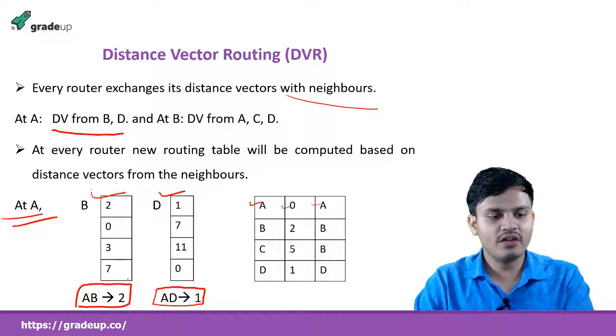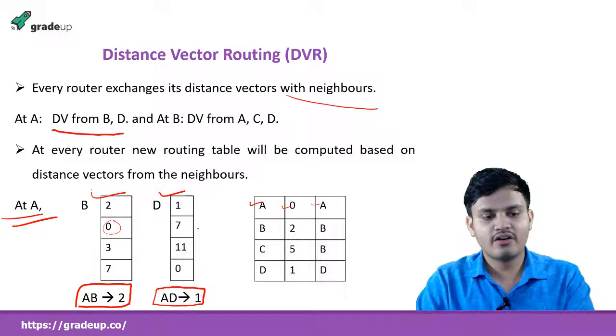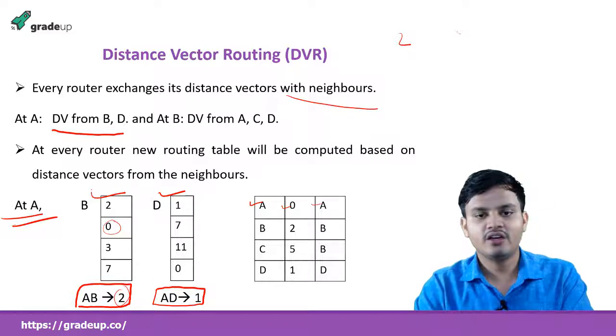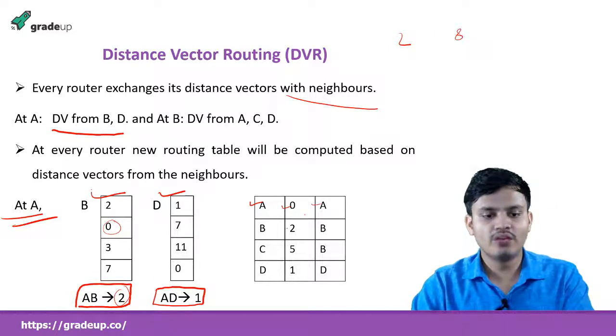For the second entry, when it wants to go to B, it reaches B from A in 2, then add this 0. A to B is 2 plus 0, what do we get? 2. And 1 plus 7, what do we get? 8. So which of them is minimum? 2. So we write 2 here. And how are we going? Through B. That is how we wrote it.